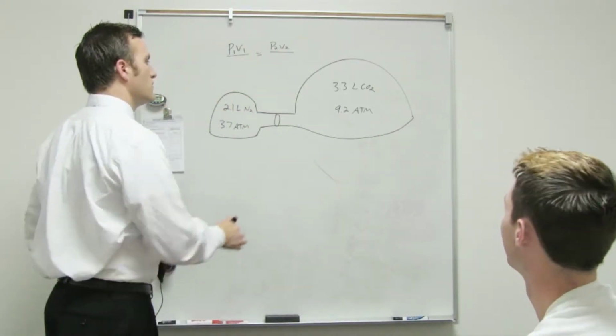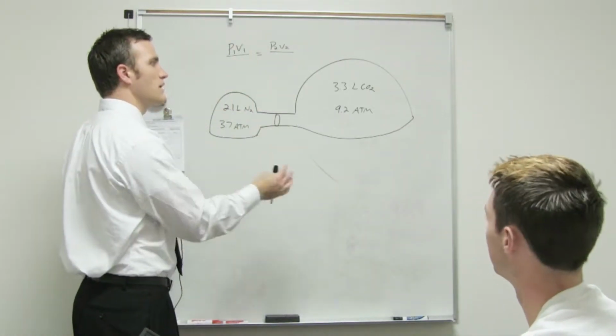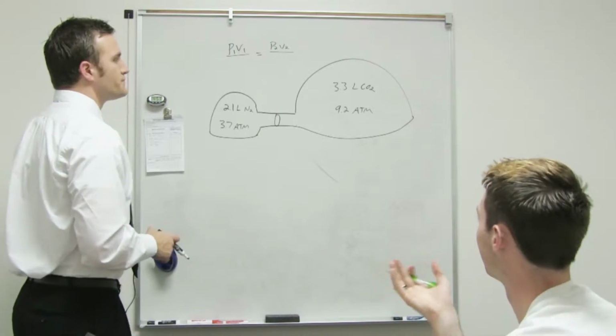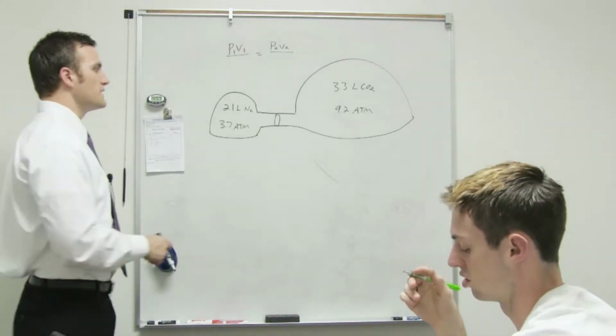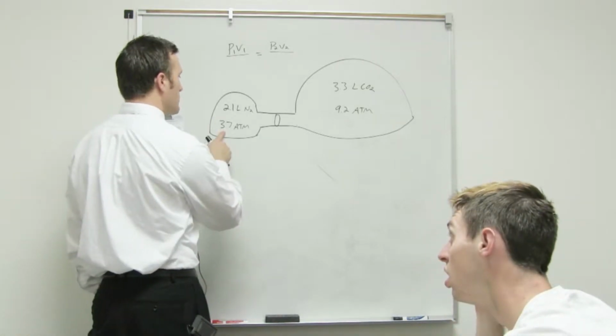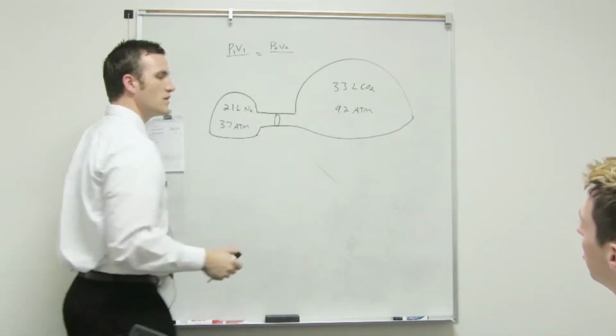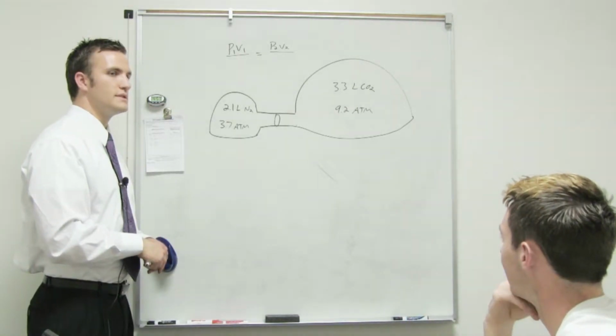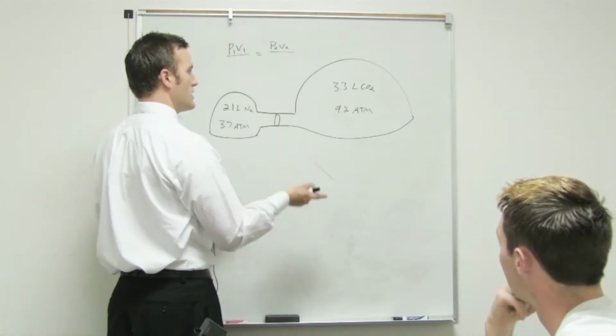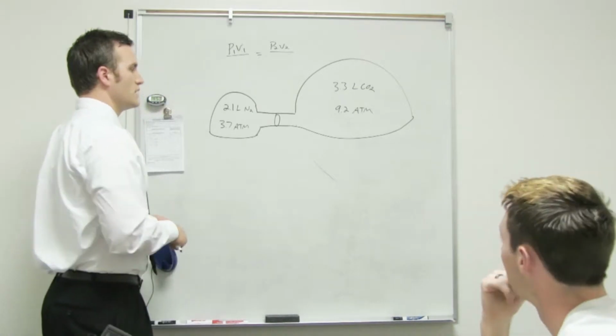Okay. And then you said the valve in between is open, so they can exchange. So they're both exchanging back and forth. So what's the final pressure? Because you see right off the bat, this is only 3.7 atmospheres, this is 9.2. If it opens, it's going to flow. They're going to balance out and eventually end up equal, right? Okay.